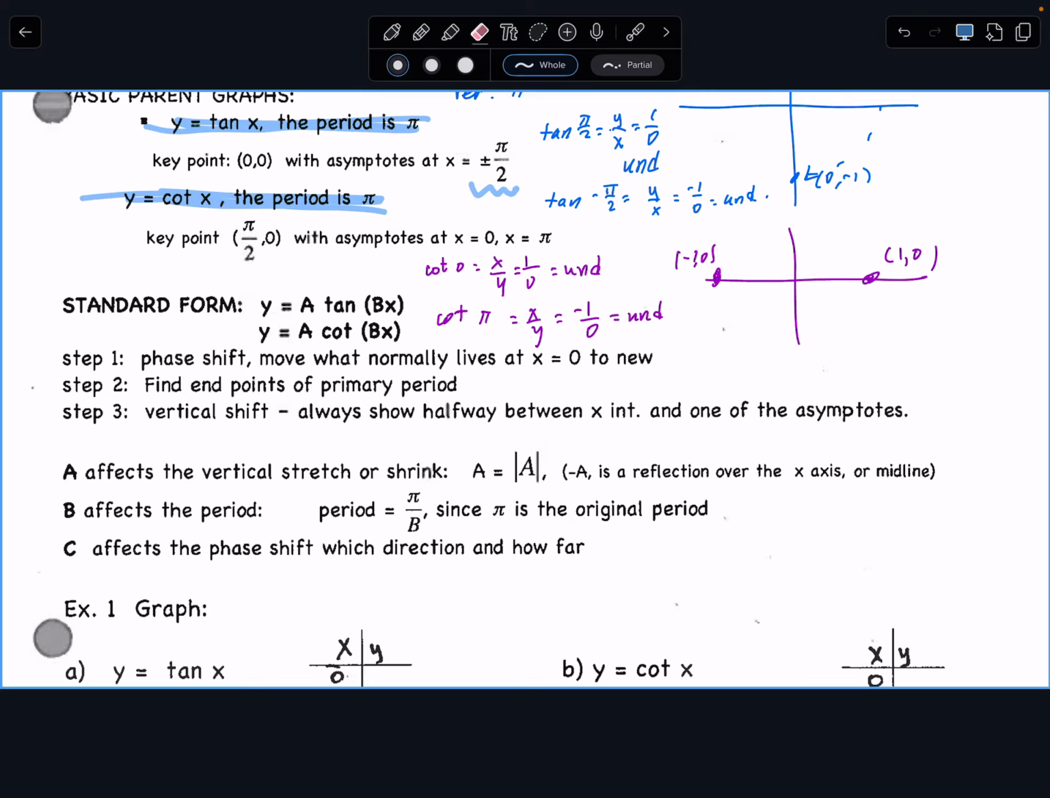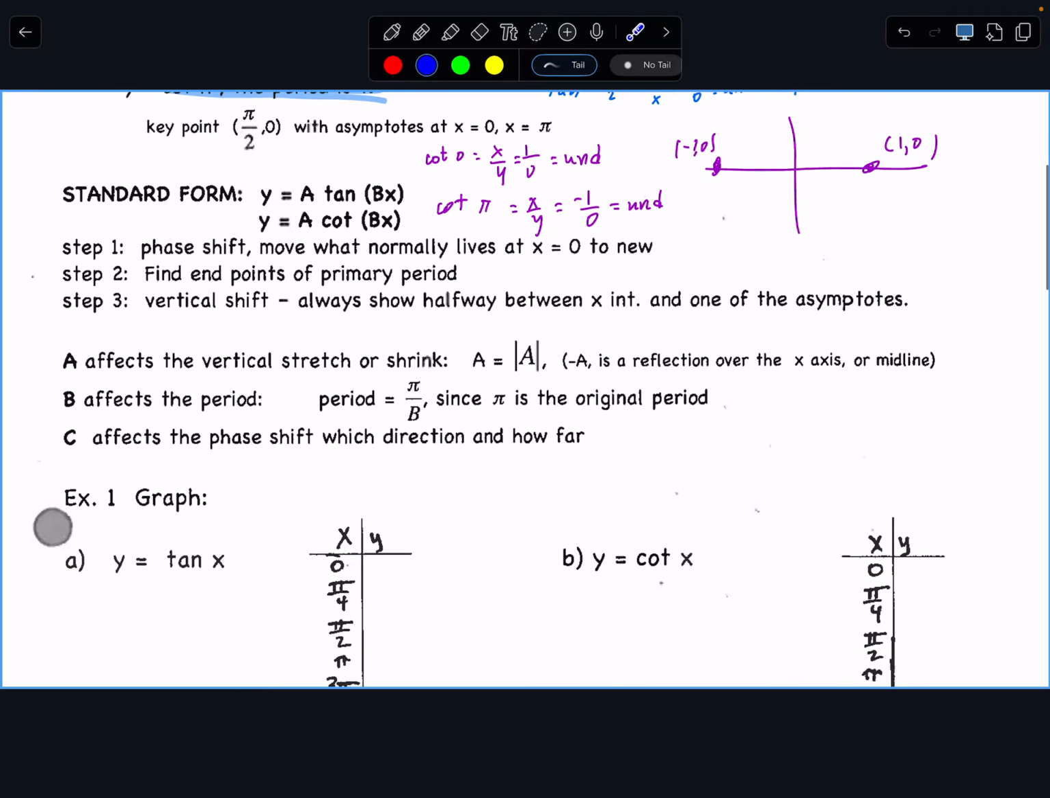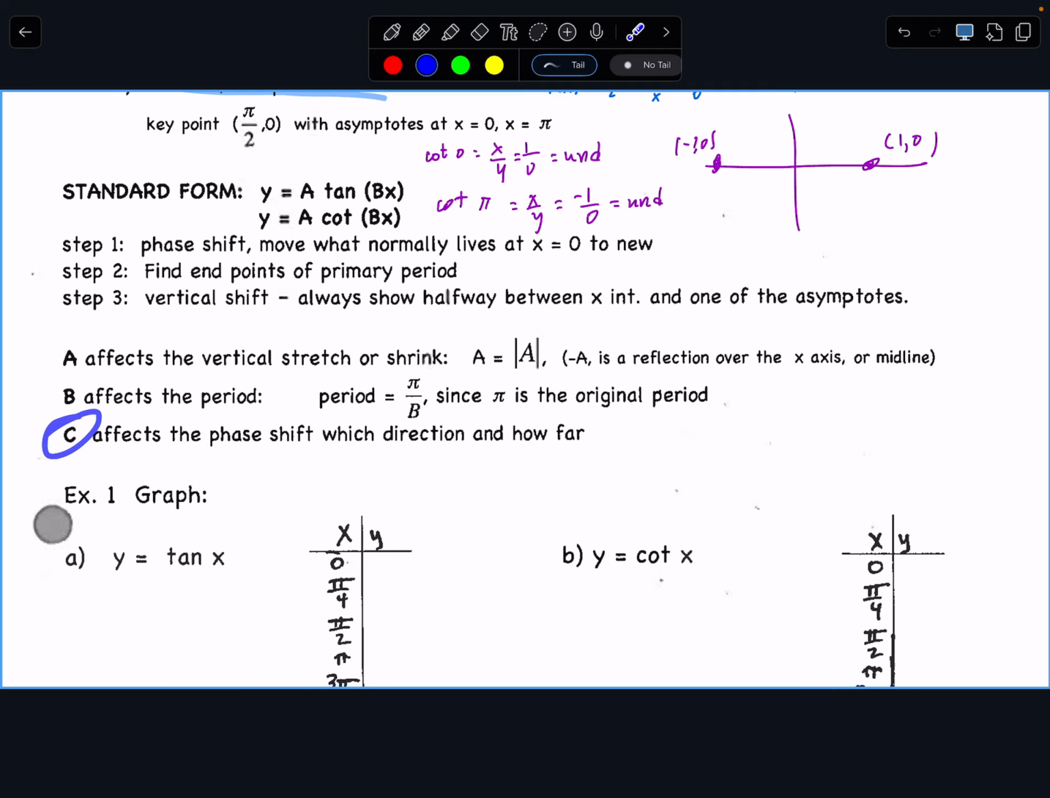And then bx affects the period. And the period is going to be pi divided by b. Because tangent and cotangent's period is only pi, the period is going to be pi divided by b. And then we'll get to c a little bit later, but we're not going to work with that today.